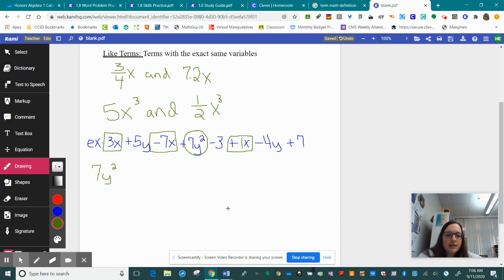Next class, we'll discuss. Okay, so we have 3 minus 7, which would give us a negative 4, plus 1, which would give us a negative 3x. We just put all of those 3 together right here into one term. We combined our like terms.